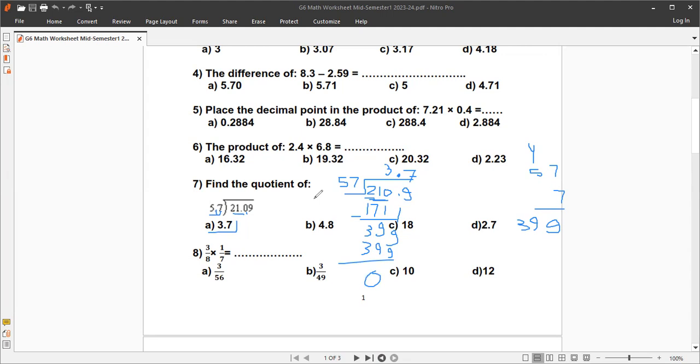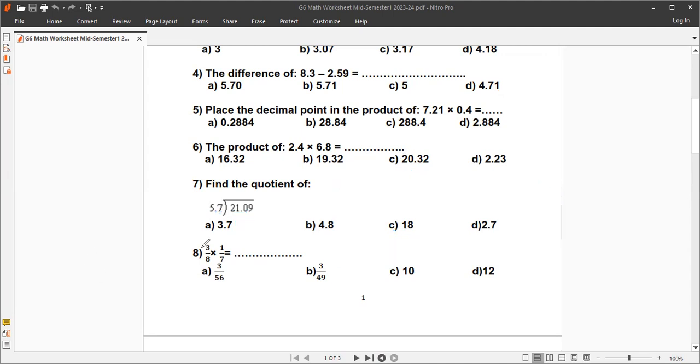In this question, we try how to divide decimal by decimal. Then after we move the point, we divide decimal by a whole. Thank you very much. It's very important, this question. Now, number 8.